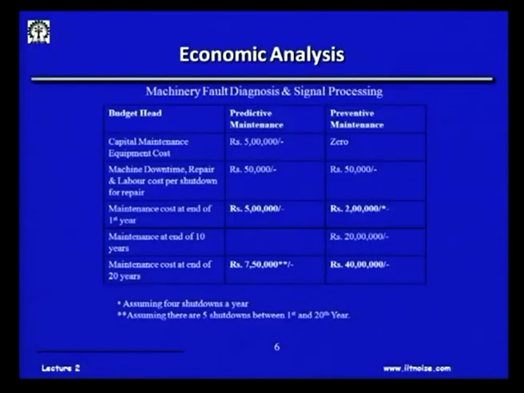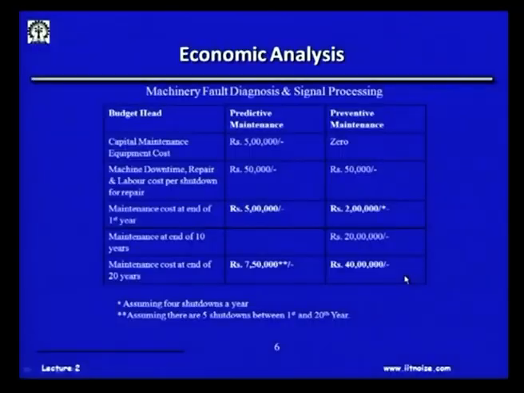In the span of 20 years, there are only 5 shutdowns. So 5 lakh is my initial investment, and then I would have spent an additional 2.5 lakhs. So at the end of 20 years, I would have spent only 7.5 lakhs if I was doing predictive maintenance, whereas I would have spent 40 lakhs in the case of preventive maintenance. We do not realize that, but this is the statistics obtained from industry who are doing these as benchmark studies and have reported them in journals.